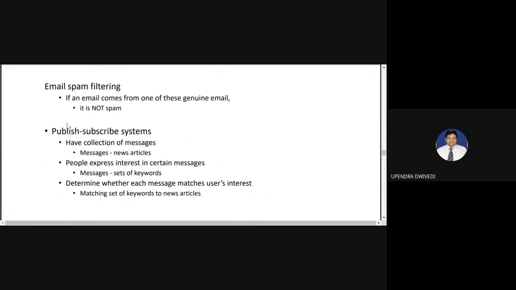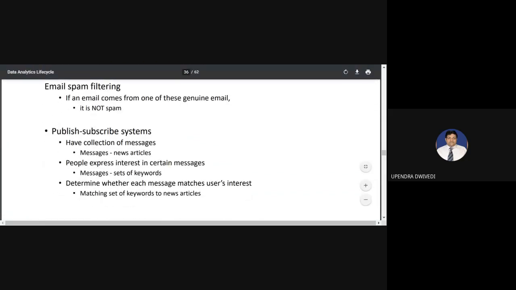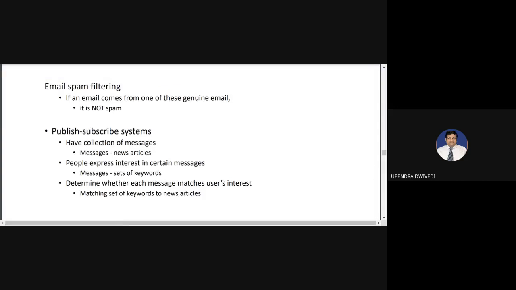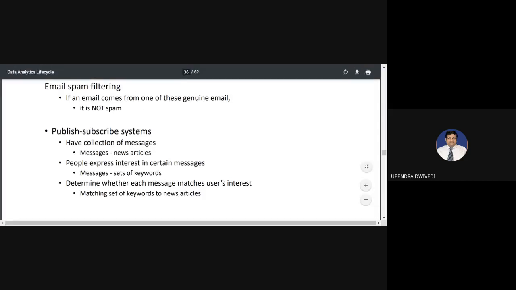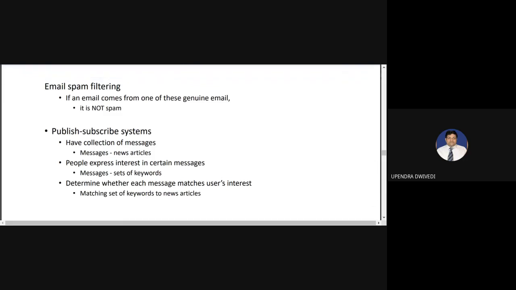So we had discussed two problems. One is email spam filtering and the other is a publish subscribe system. In email spam filtering, you have to filter out those emails which are not genuine. You have to find the properties of non-genuine emails, and based on those properties, you can filter out the emails which are considered spam.